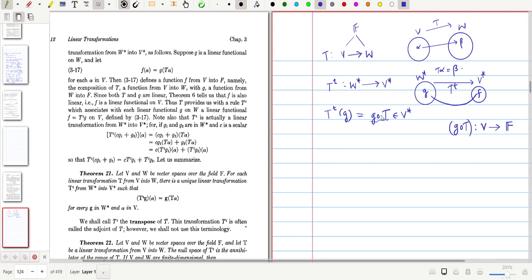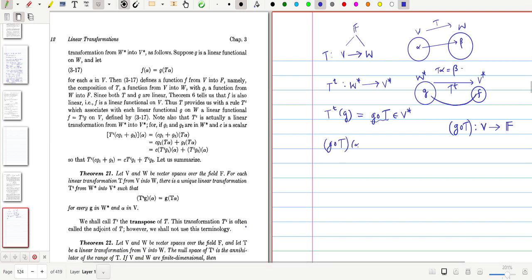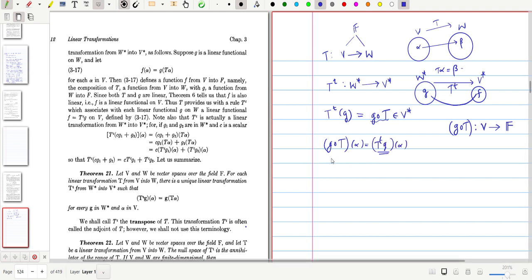So how will you define this function? G composition T of alpha is equal to T transpose G of alpha. This T transpose G is a linear functional defined by G composition T. So this is the definition of T transpose. Clearly, you can prove that this T transpose is a linear transformation, because T transpose of G is this function, and G composition T is also a linear functional.